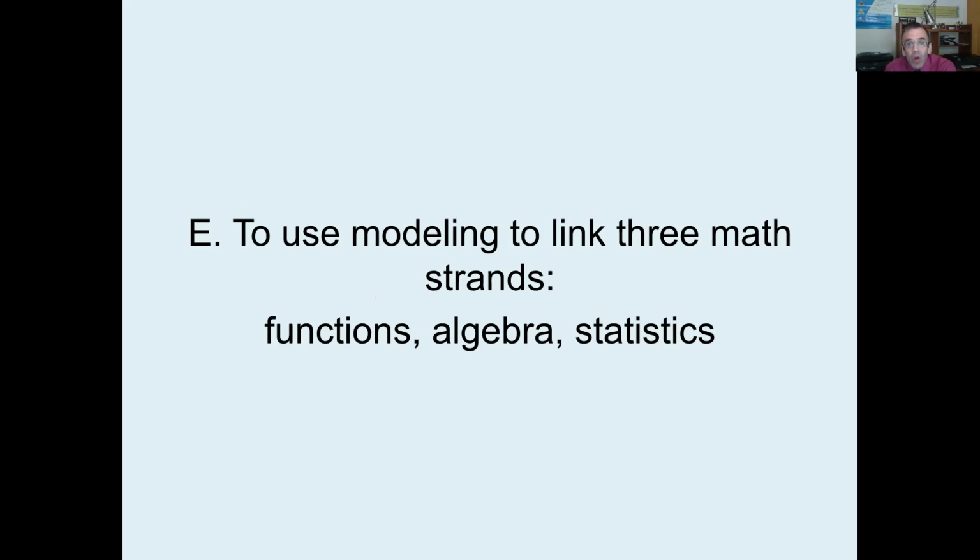We also want to talk about some of the strands of the standards, specifically the modeling strand, which is at the end of the standards. This strand ties together the functions, algebra, and statistics strands of the standards and is kind of a unifier for all of them.